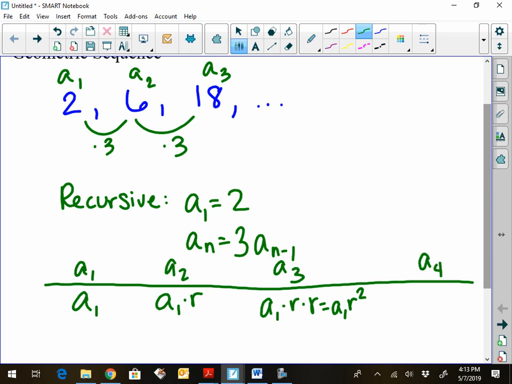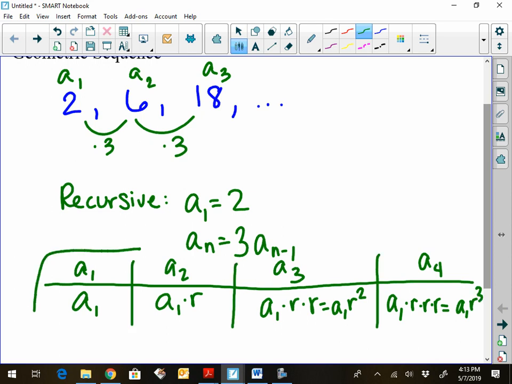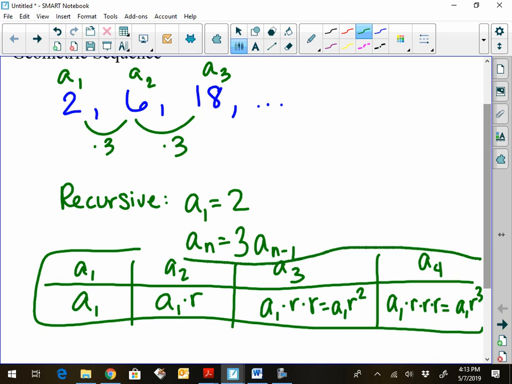So let's do a sub 4. We would have a sub 1 times our ratio times our ratio times our ratio, which is equal to a sub 1 times r to the third. So we have a table here. We'll just kind of make it look nicer-ish. And we see that there's this pattern that evolves. So notice how we can write our explicit function.